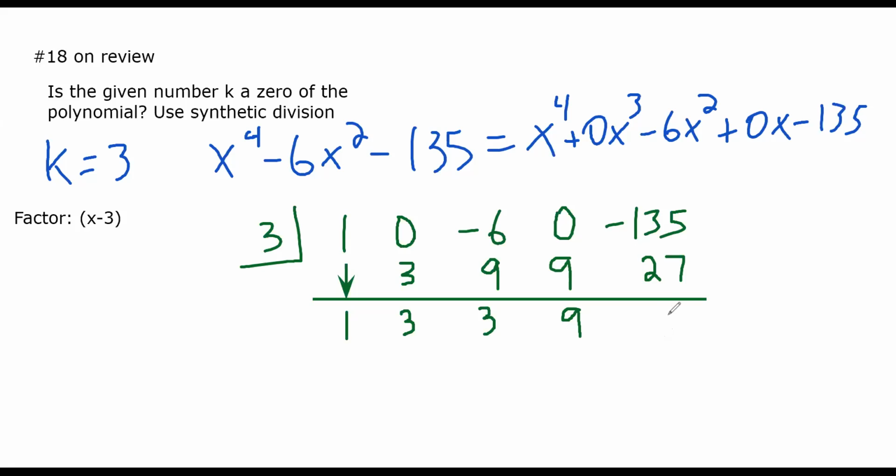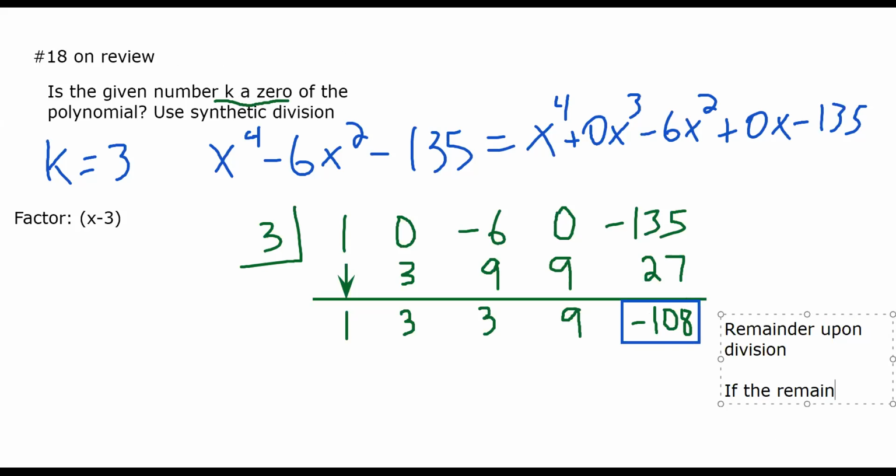So I already know that's not going to give me 0, so I can already tell you that k is not a 0 of this polynomial. You can do the addition, you'll get negative 108, it looks like. This would be like my remainder upon division. In fact, that's exactly what it is. So this is my remainder upon division.